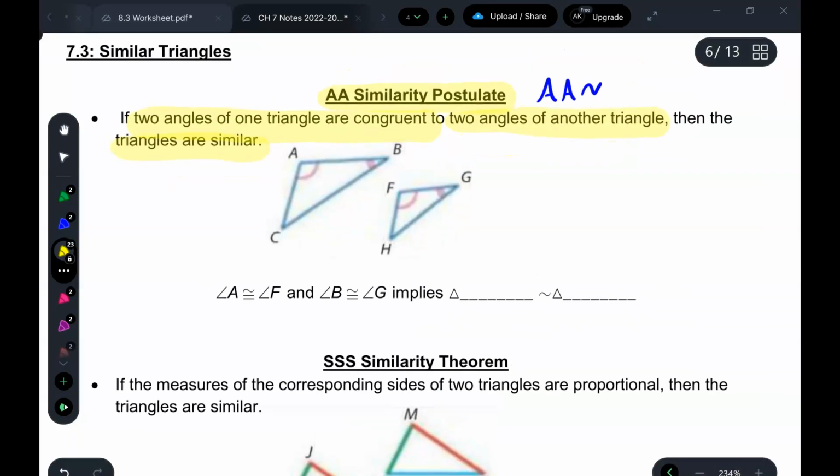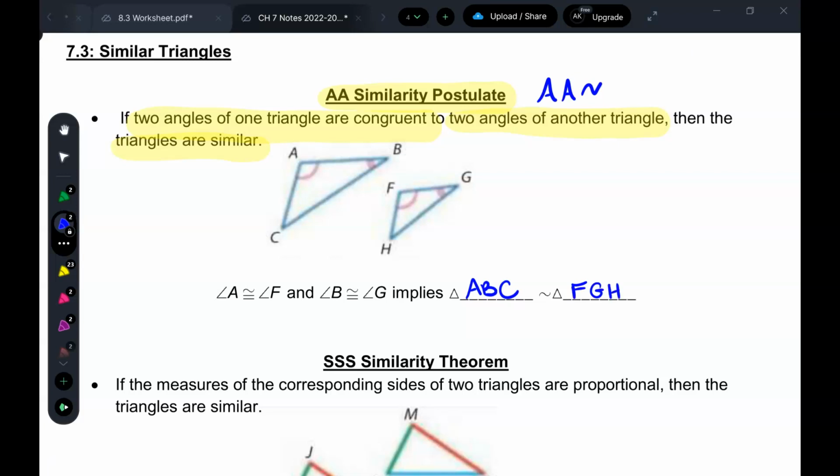Let's write a similarity statement. Remember, the first triangle can go in any order. So we'll do triangle ABC. And then what order do we have to put the other one in? FGH. You just want to make sure that the angles match up. Remember, the order matters in what we put.